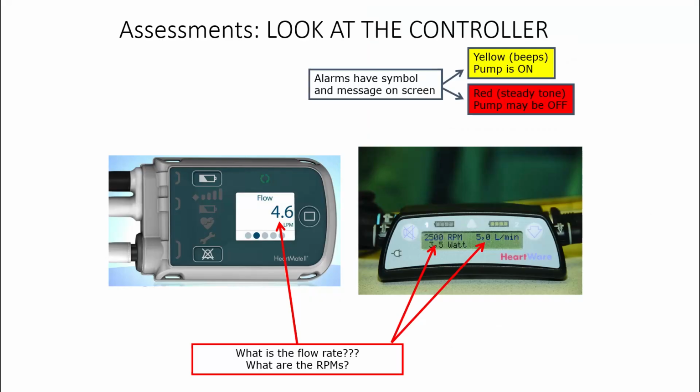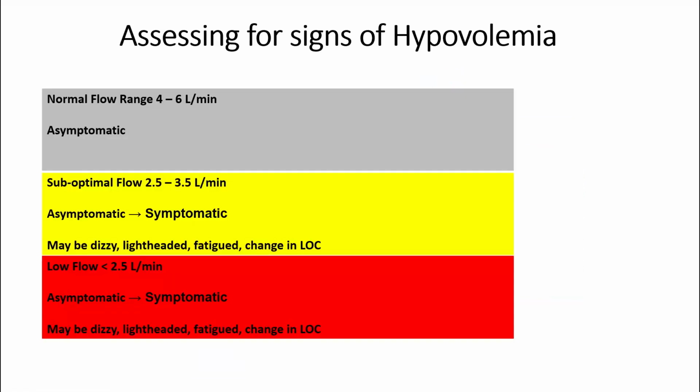So again, here you can look. What is the flow rate? Well, here on the HeartMate it is 4.6 liters per minute. Here it is 5 liters per minute. This is information you will be asked if you end up calling the hotline for some reason. As I said, hypovolemia is one of the biggest reasons why they have low flow rates and one of the biggest reasons why they have problems.